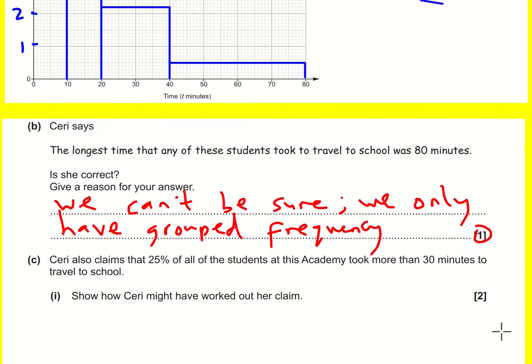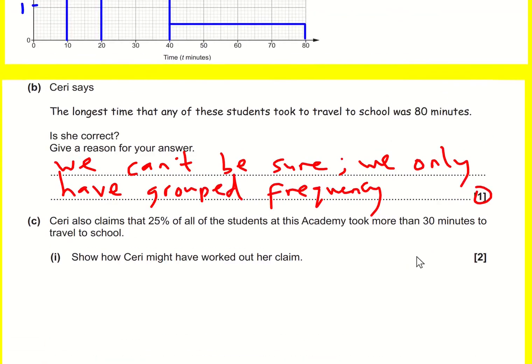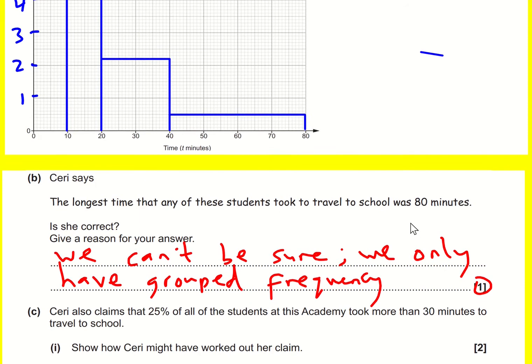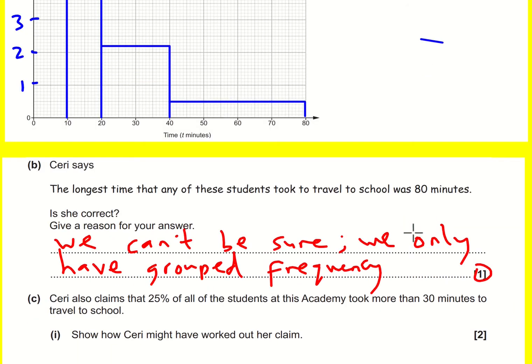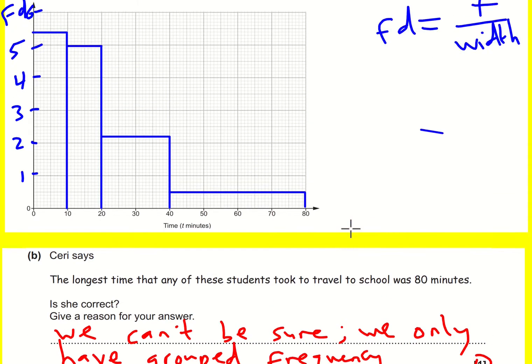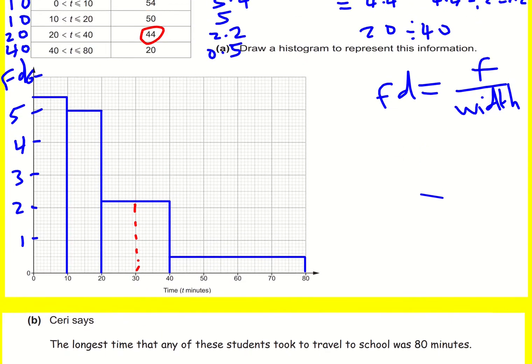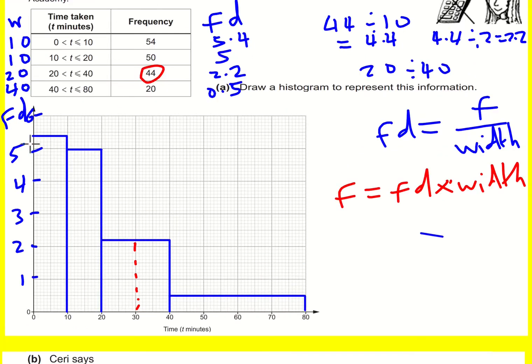Kerry makes another claim. She claims that 25% of all the students at this academy took more than 30 minutes to travel to school. Show how she might have worked out her claim. Well, for this, I would work out the number of people that took more than 30 minutes. And here's the thing: because frequency density is frequency divided by width, that means that frequency is frequency density times width. And that means the area of each bar is actually the frequency. So if I did 5.4 times 10, I would get back to my frequency.